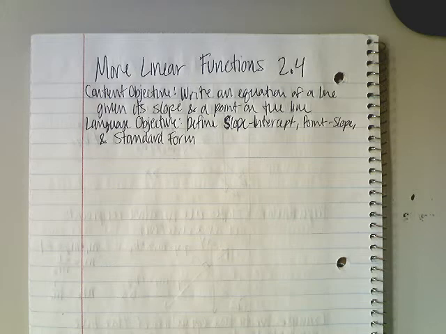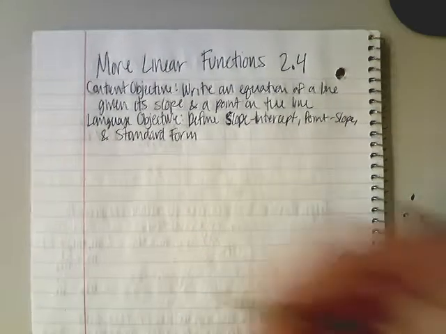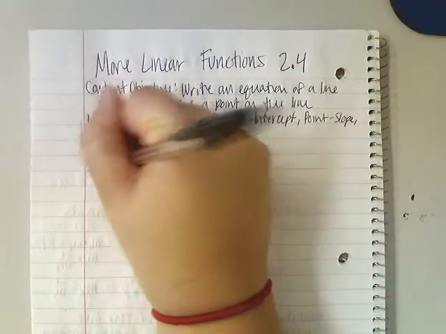And our language objective is going to be to define slope-intercept, point slope, and standard form. So those are 3 different ways that we can write equations of lines or write linear function equations. So we're going to review them. We've already talked about slope-intercept forms, so I'm going to jump in and make a quick table with these different forms.